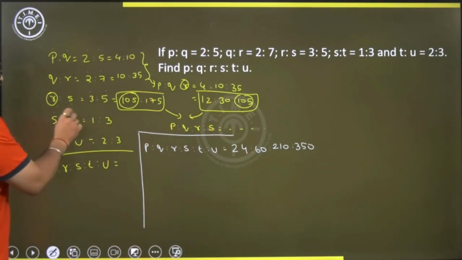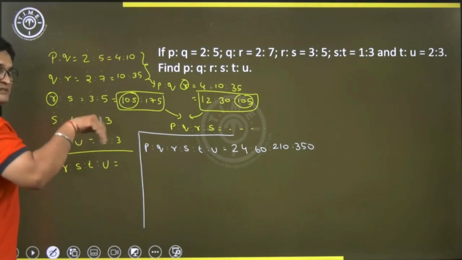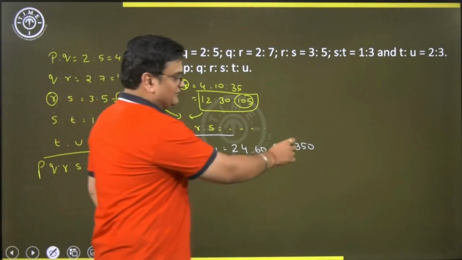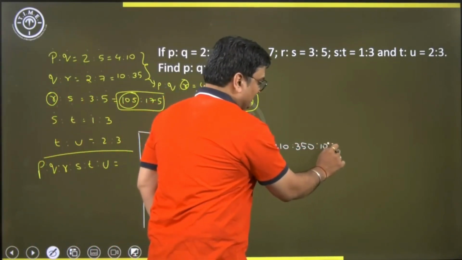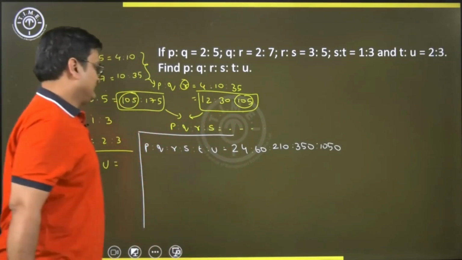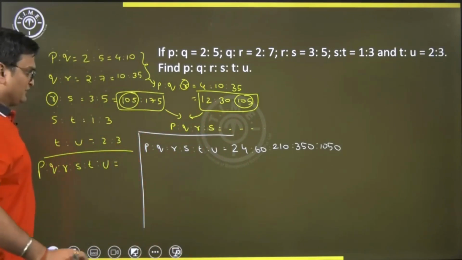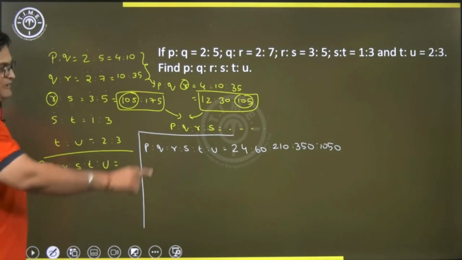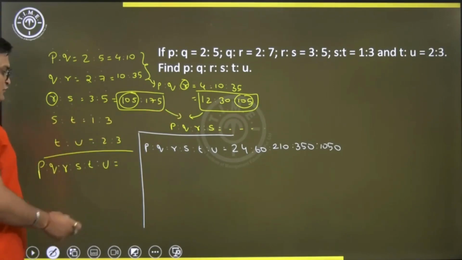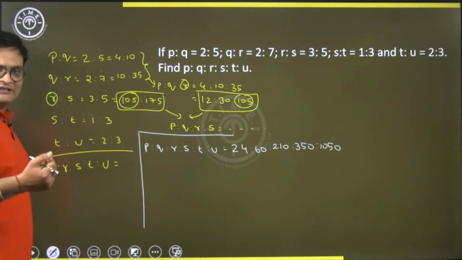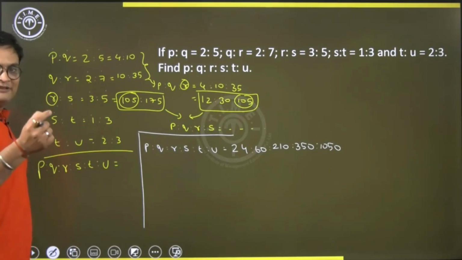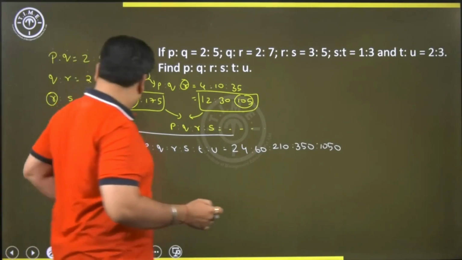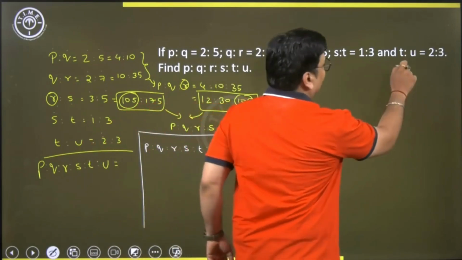Next, if S is 1, then T will be thrice of that. So thrice of this will be simply 1050. Next, if T is 2, U will be 3. Now here T is 1050. So 2 parts, if you put it as 1050, 1 part will be 525, 1050 by 2. You can see that, if 2 parts is 1050.